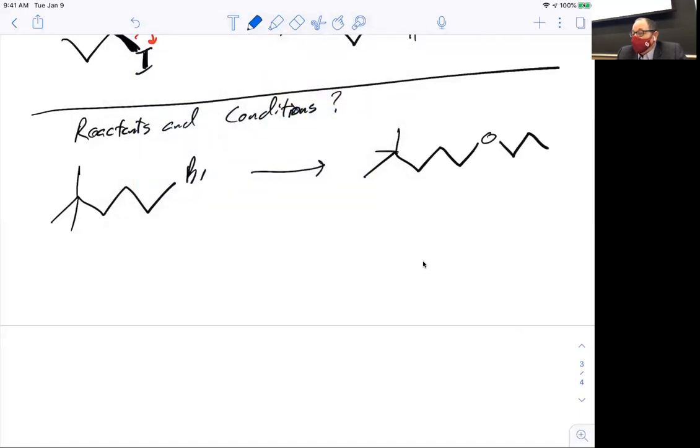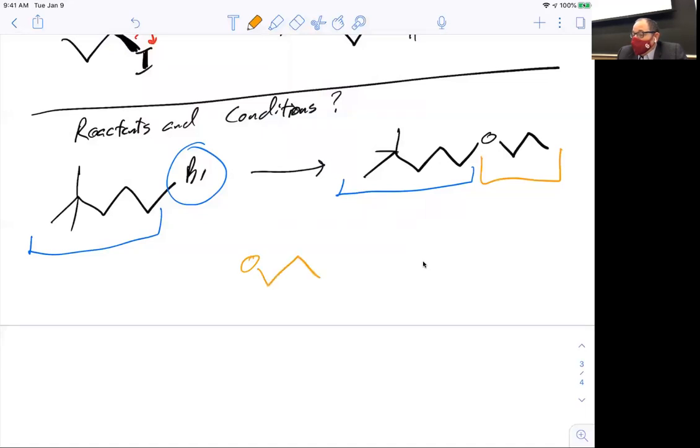Okay, so if we look at what's being substituted, this part of the substrate is staying the same. So really what we're doing is we're substituting that bromide. So that needs to be part of the reactants. That has to come from somewhere. If we think about it, we have a couple of possibilities, right? We could have the protonated form or the anionic form. In this case, which one do you think would be favored?